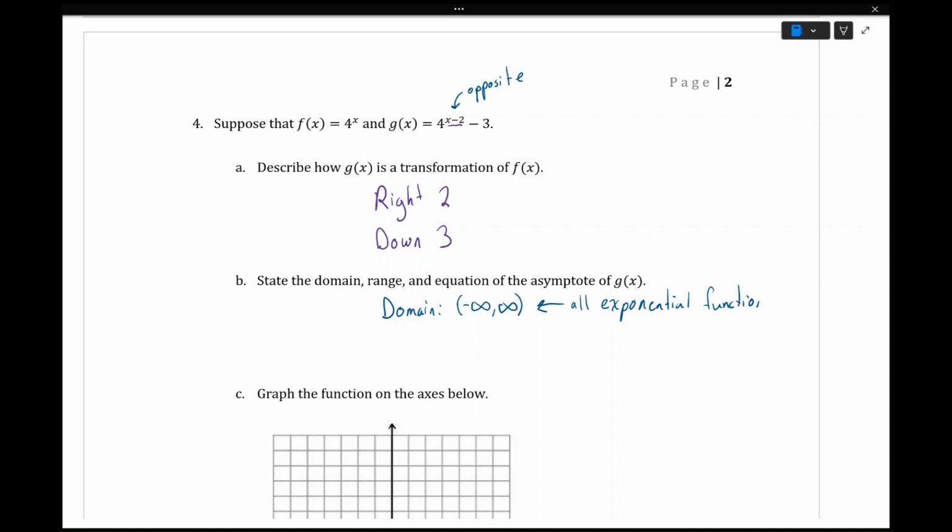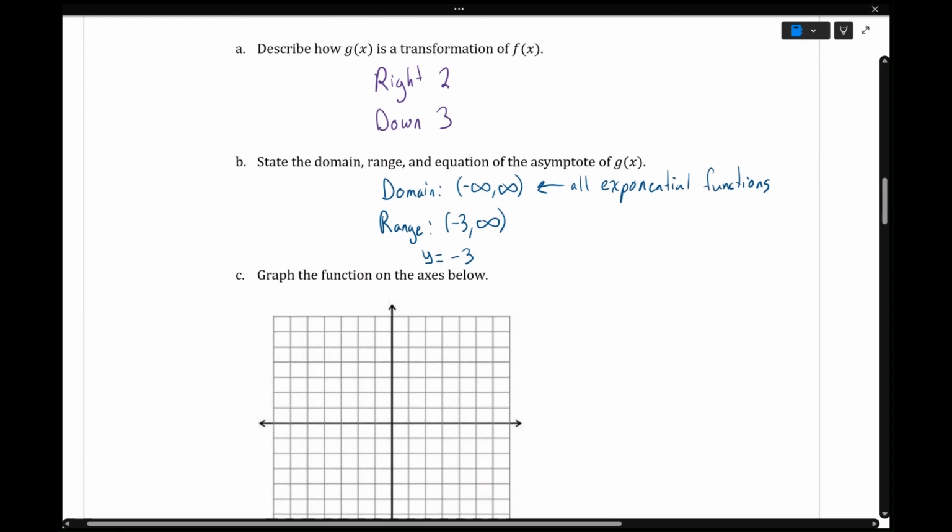Now, the range always depends on the vertical transformation. Normally, a 4 to the x, or excuse me, its range is 0 to infinity. However, since we moved down 3, my range must move down 3. So my range is from -3 to infinity. And that means my asymptote is a horizontal asymptote at y equals -3.